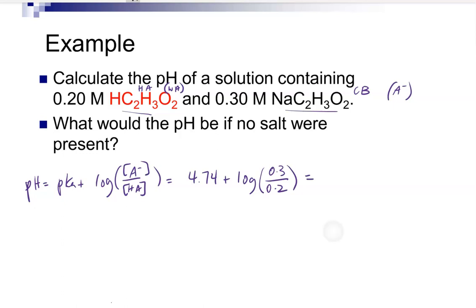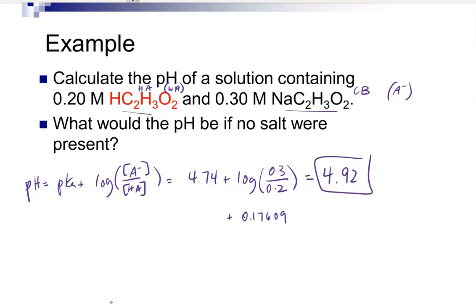So we've got this number, I got 0.17609. So we're adding that to 4.74. I got a pH of 4.92. Pretty quick way to do that calculation.